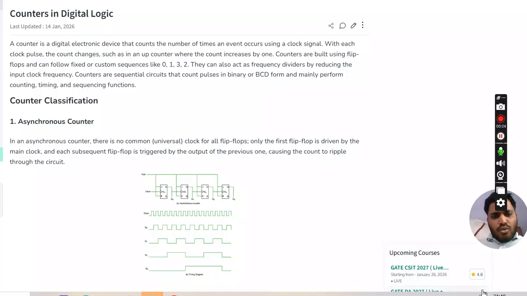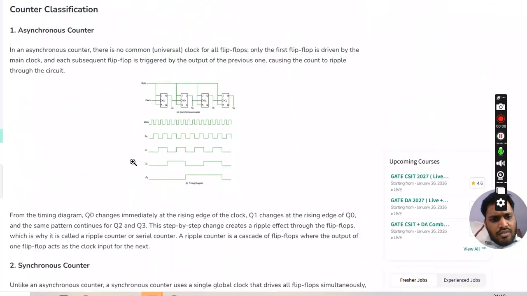Counters are built using flip-flops and they follow custom sequences, like they count the numbers 0, 1, 3, 2, and they act as frequency dividers by reducing the input clock frequency. So there are two types of counters, asynchronous counter and synchronous counter.